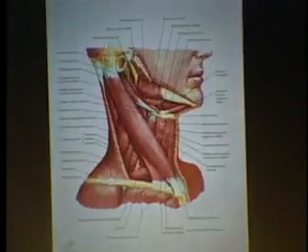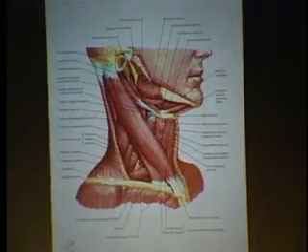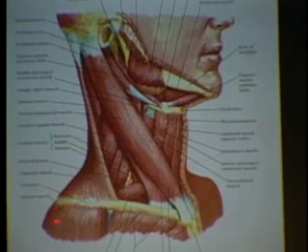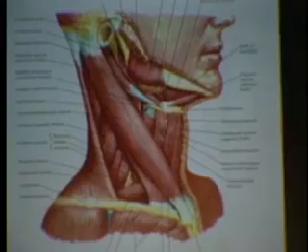Next one. What one's this? What one's this? Trapezius coming around the corner. What one's this? Deltoid. What one's this? Terrific. You've really got it. Next one.